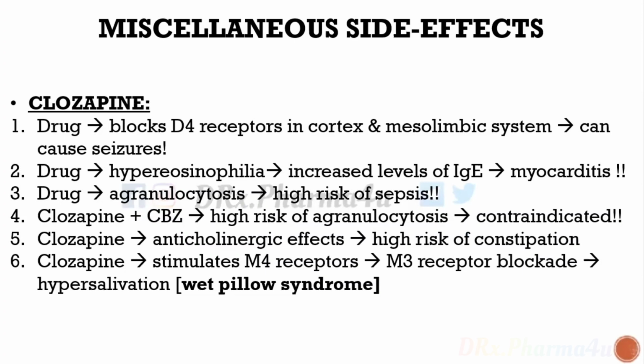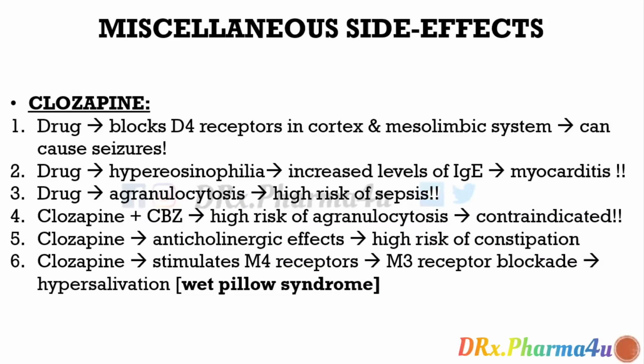These are some of the practical knowledge that you can gain from this. You can note it down also. If D4 receptors are blocked, it can cause seizures. This drug increases the level of eosinophils. I hope you know what eosinophils are. Eosinophils are a part of granulocytes. We have neutrophils, basophils, and eosinophils. So this drug can increase the level of eosinophils, and it increases the level of immunoglobulin E. When eosinophils increase too much, immunoglobulin E also increases.